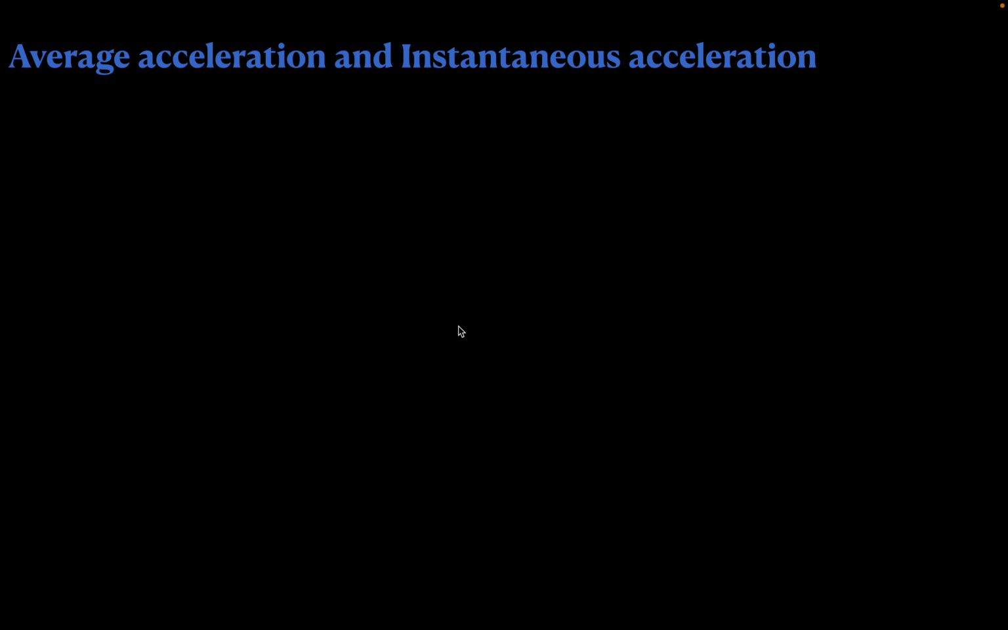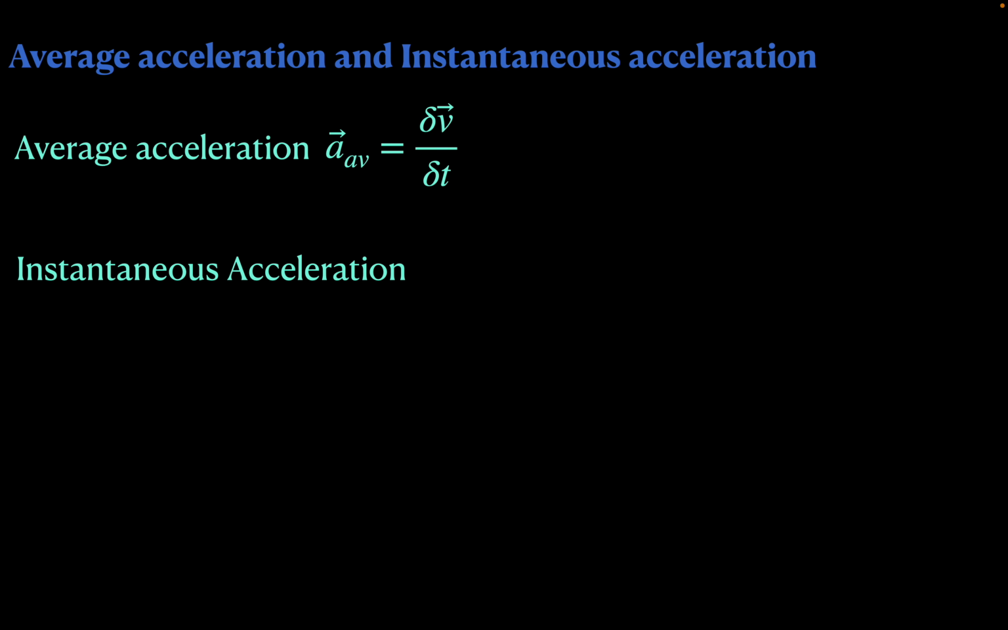Now let's discuss average acceleration and instantaneous acceleration. The average acceleration is the change in velocity in a given time duration upon the time duration. So average acceleration vector a_av equals delta v vector, which shows the change in velocity, upon the time duration delta t. The instantaneous acceleration is obtained by taking the limit delta t tends to 0 of delta v upon delta t, and this is equal to dv upon dt.